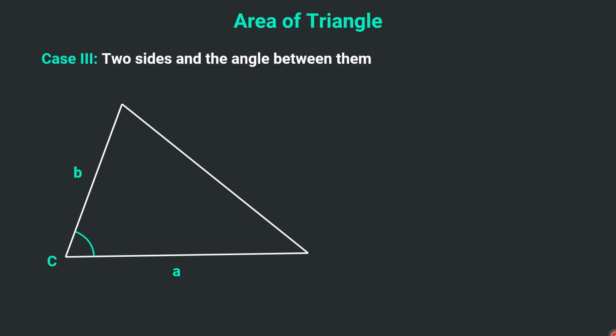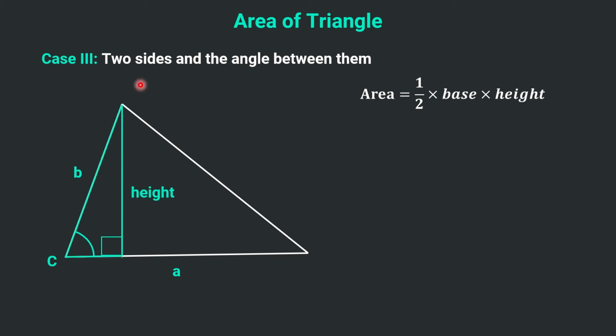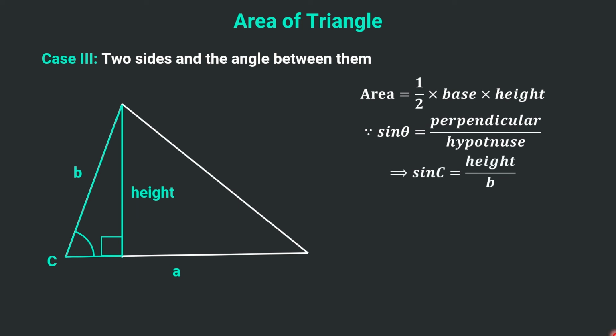So now as you know that area of a triangle is given as half into base into height. This is the height, but here height is not given. So you can consider this right triangle as given as this. So this is a right triangle. As you know that sine theta is equal to perpendicular upon hypotenuse. So in this triangle, the perpendicular is height and the hypotenuse is given as B. So in this triangle for sine C, the perpendicular is given as the height and the hypotenuse is given as B. So sine C can be given as height upon B. So height can be given as B into sine C.